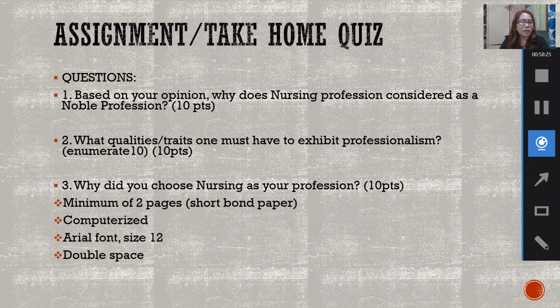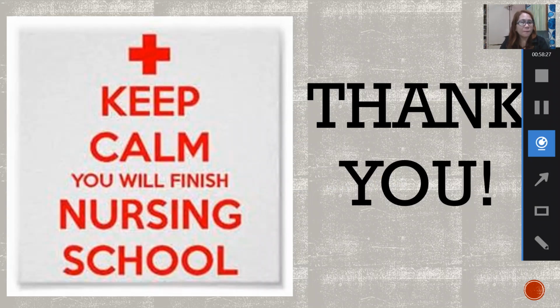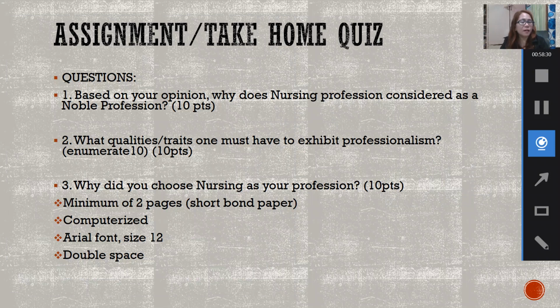And just make sure na you have to answer this assignment or take-home quiz. Okay? Merong 3 questions, and I'll just post another folder wherein you will submit your assignments or your output in that specific folder under this module na week 2.